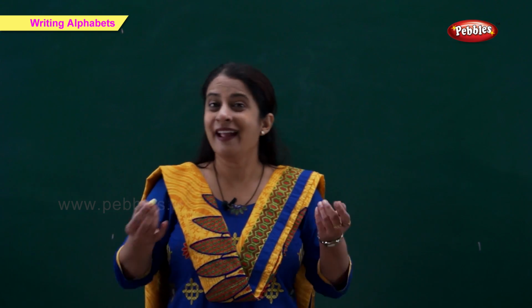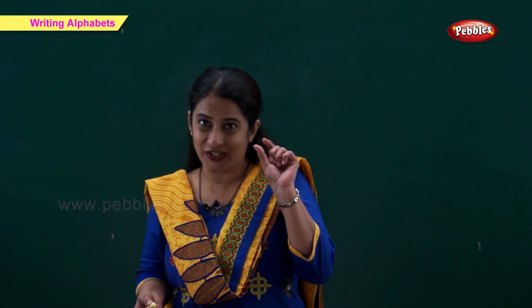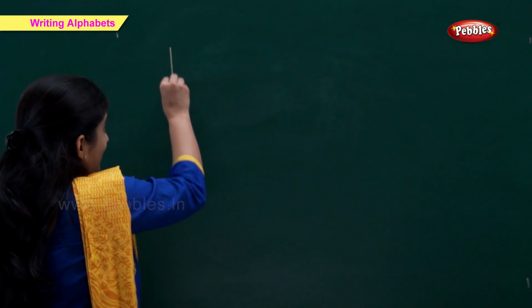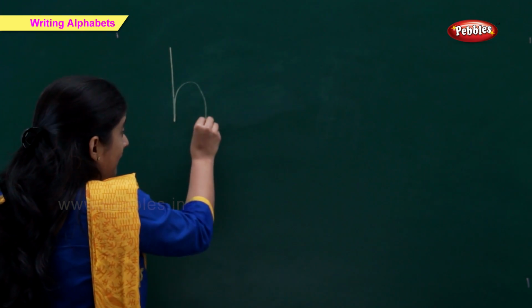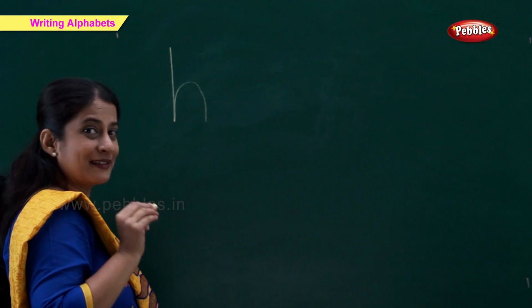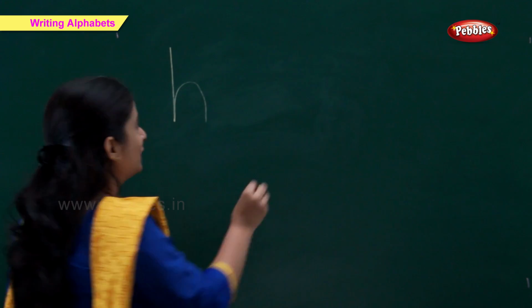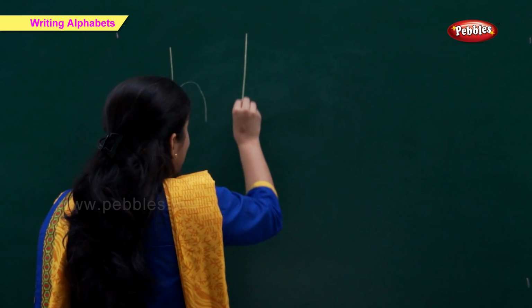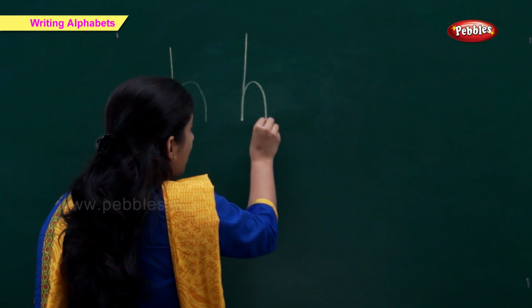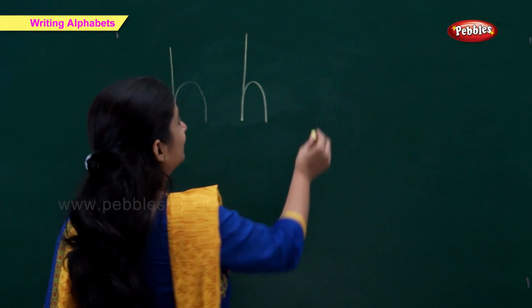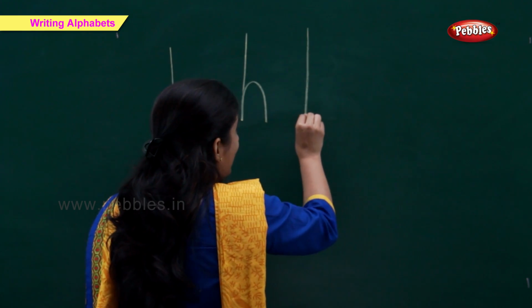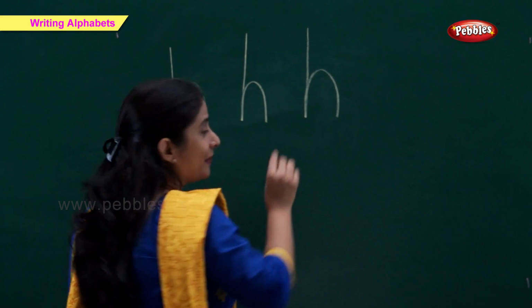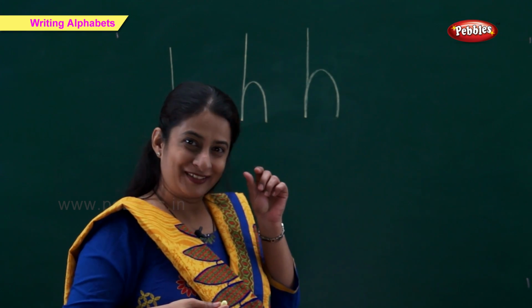Now let's write H. Small h. Standing line joining by a curve makes H. Again, a standing line joining by a curve makes small h.